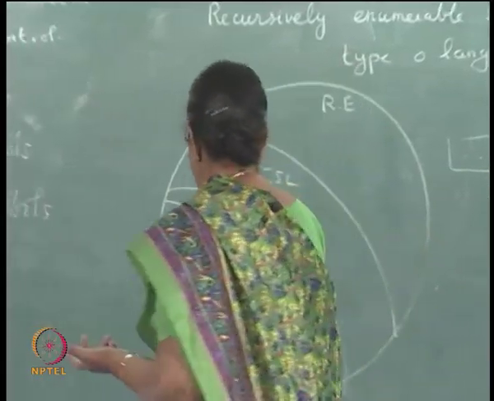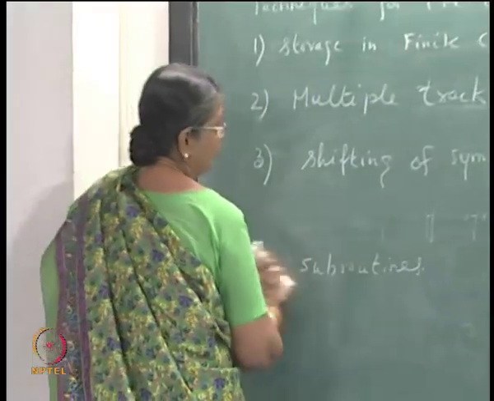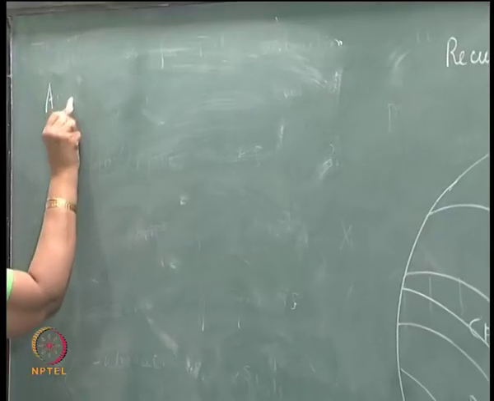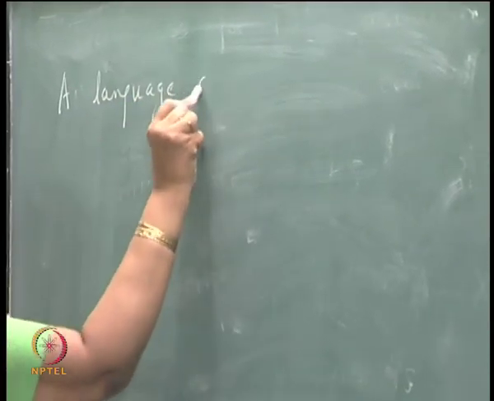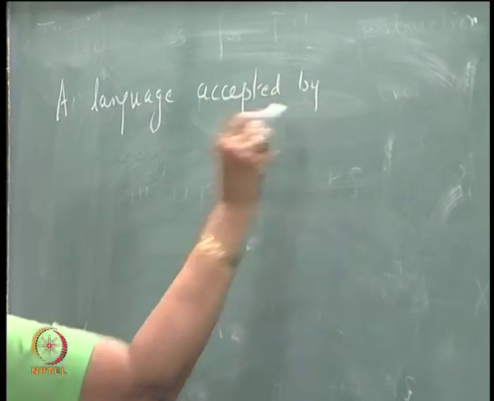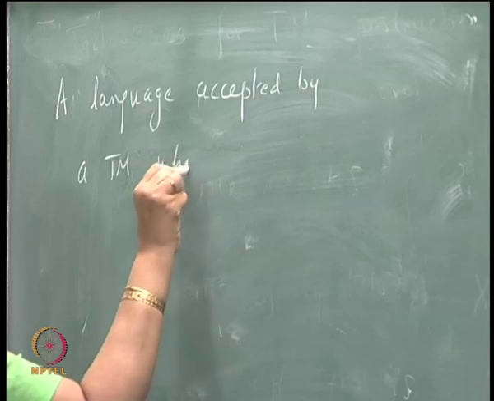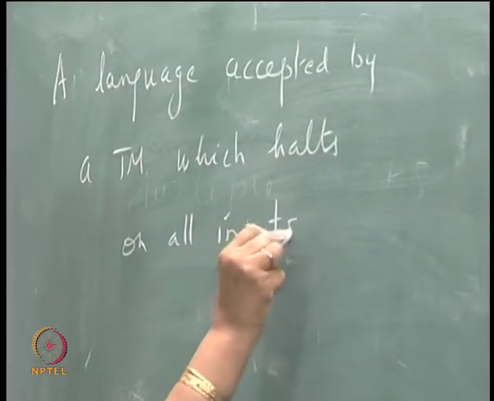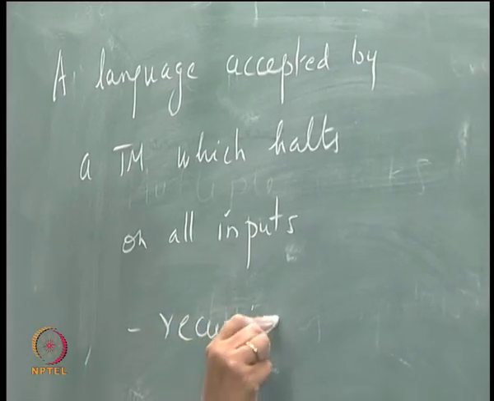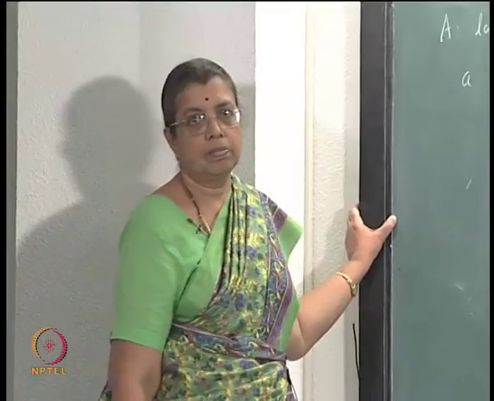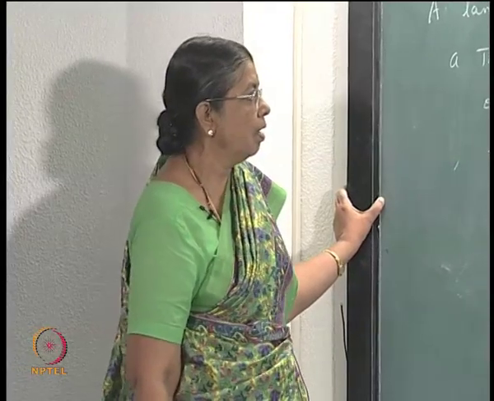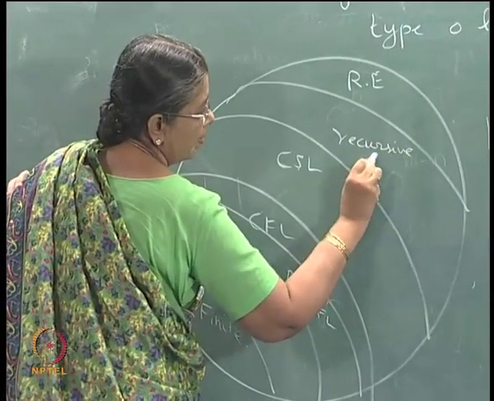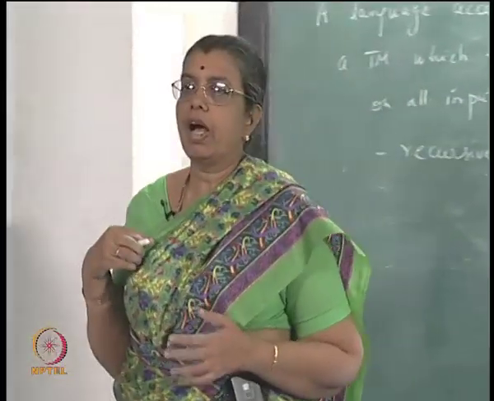Now, a set accepted by a Turing machine which halts on all inputs is called a recursive set. A language accepted by a Turing machine which halts on all inputs, it is called a recursive set. So, recursive sets are higher than this, they correspond to Turing machines which halt on all inputs.